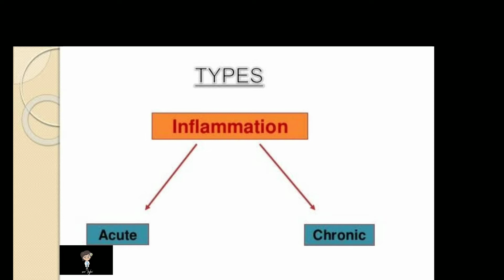Today, we will discuss types of inflammation in detail. In the previous video, we learned inflammation is a non-specific host protective mechanism to get rid of foreign invaders and damaged tissues. Inflammation is basically of two types. One is acute inflammation while the other is chronic inflammation. So now we will discuss them one by one.